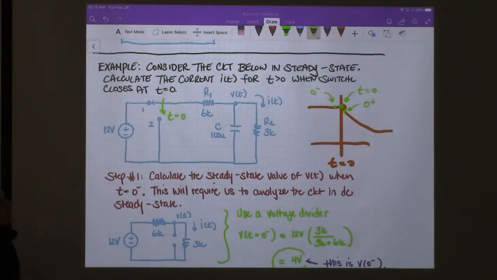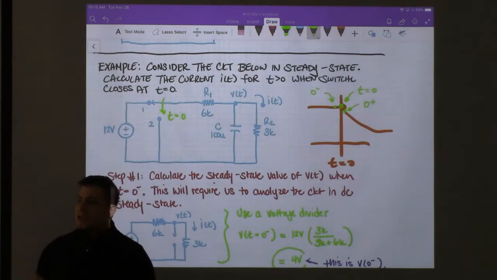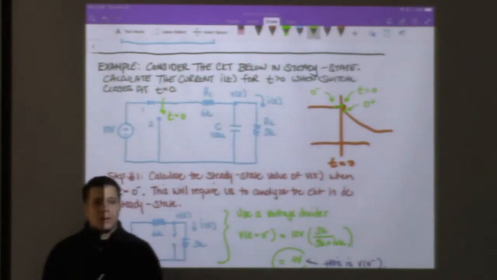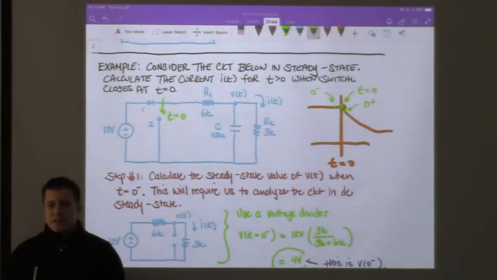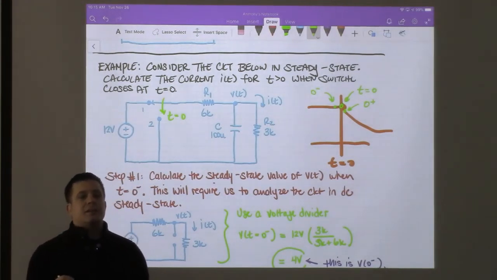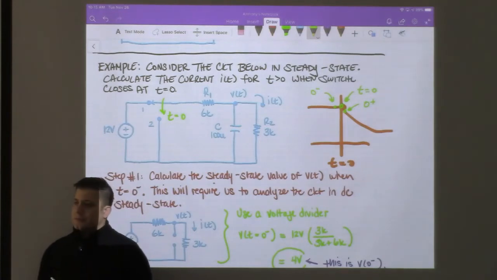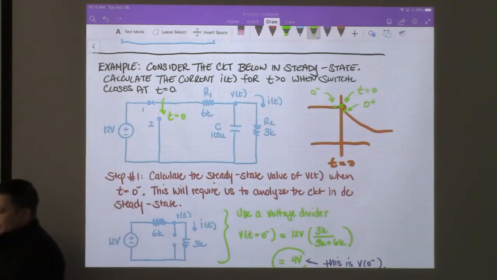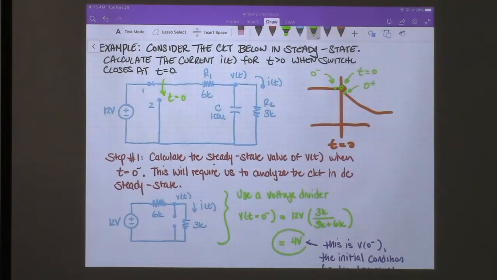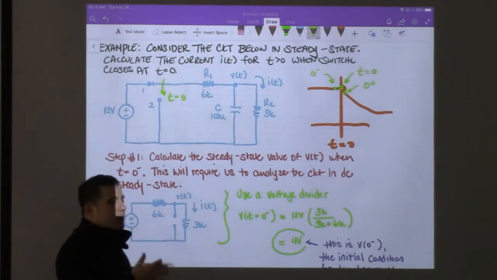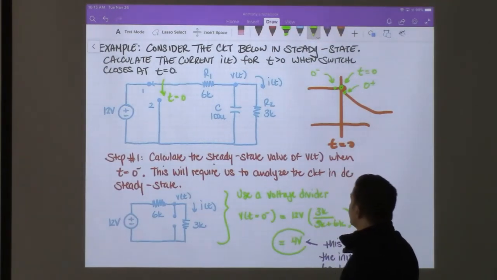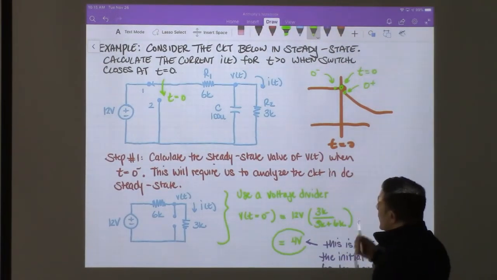So t equals 0 minus is essentially saying it's t equals 0, but on the steady state side, right before the disturbance happens. 0 plus is the first instant of the transient response. So when we say find the steady state value at t equals 0 minus, that means what is the steady state value right before the perturbation happens? Okay. So how are we going to do that?